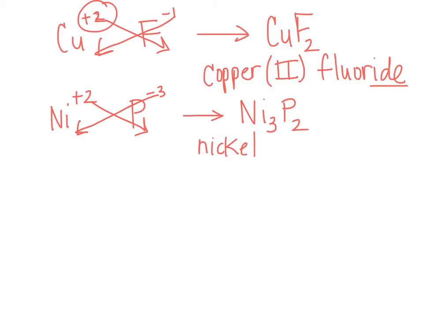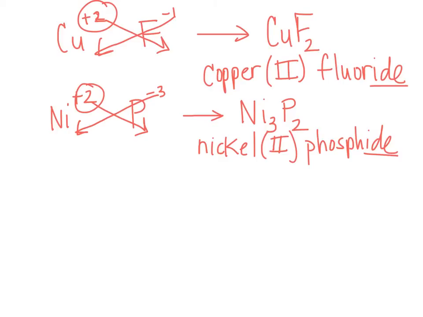It is a transition metal that has a multiple charge, so in parentheses, we're going to use the Roman numeral 2 because nickel has a 2 charge. That is the one that we used. And then it would be phosphide. Okay, nickel(II) phosphide.